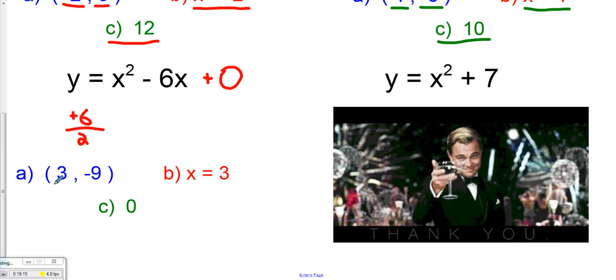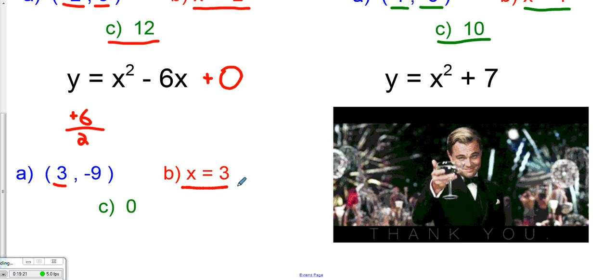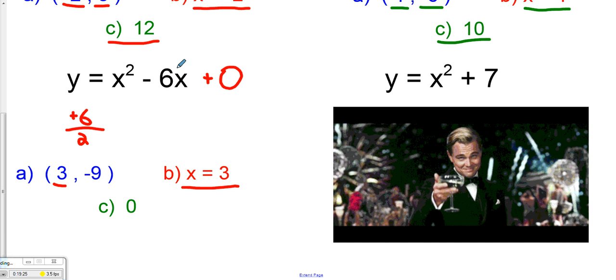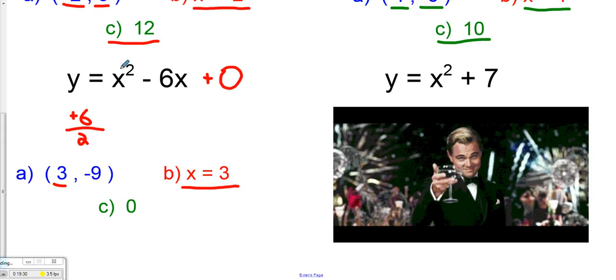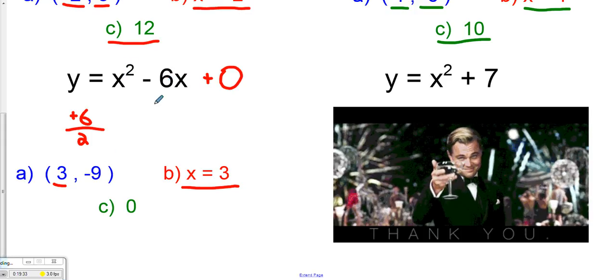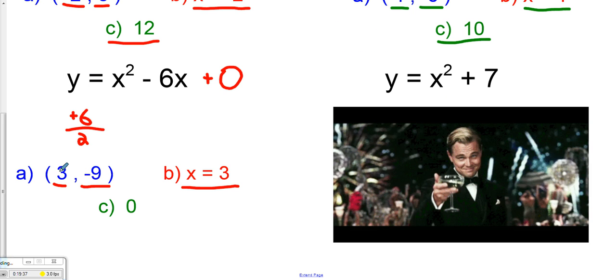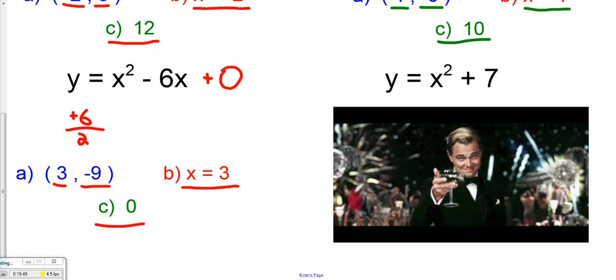6 over 2 is 3. So my x value of the vertex is 3. Axis of symmetry is x equals 3. I plug my 3 back into the equation. 3 squared is 9. 6 times 3 is 18. 9 minus 18 is negative 9. My vertex is at the point 3, negative 9. My axis of symmetry is x equals 3. And again, with this 0 here, my y-intercept is at 0.